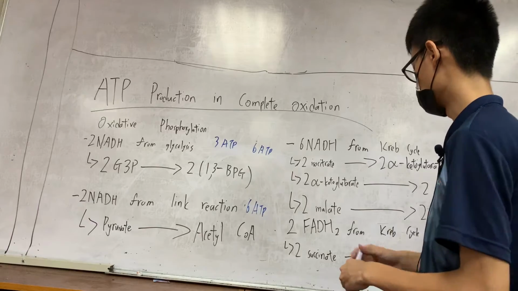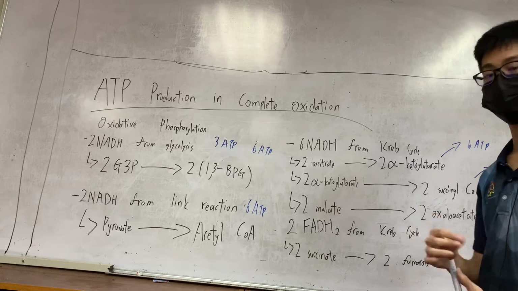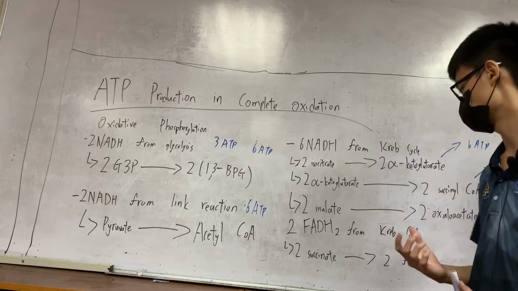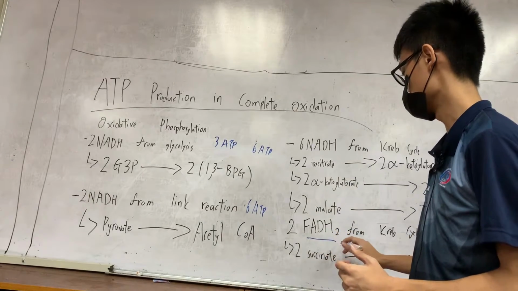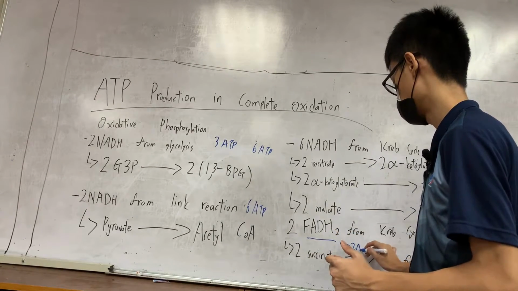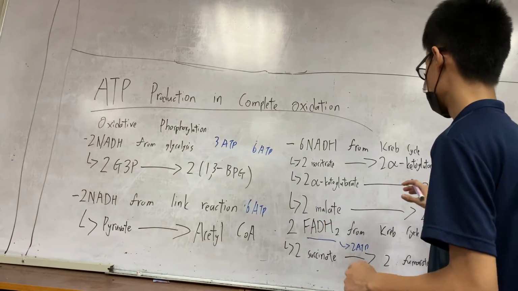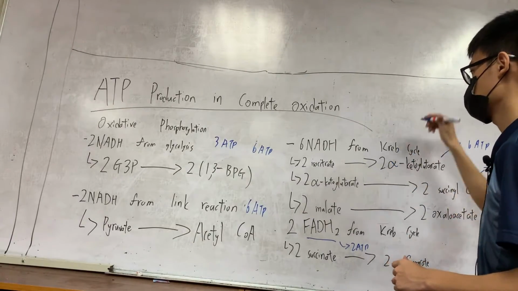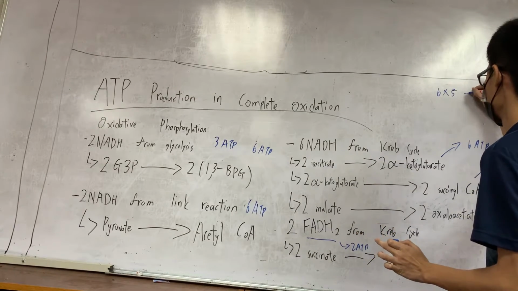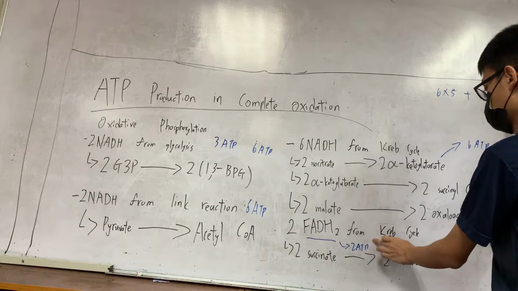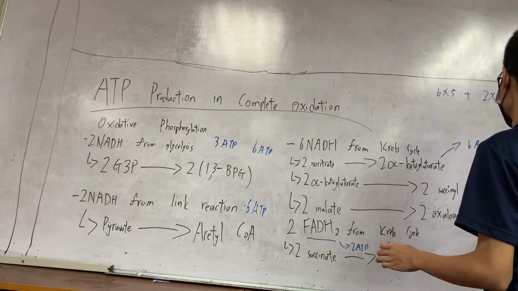And lastly, in the Krebs cycle they will produce FADH2, which is the process where 2 succinates will be converted into 2 fumarates. And for context, each FADH2 will release 2 ATP. So we can know that all of the oxidative phosphorylation has released 6 times 5 plus 2 times 2 ATP, and then it will have 34 ATP.